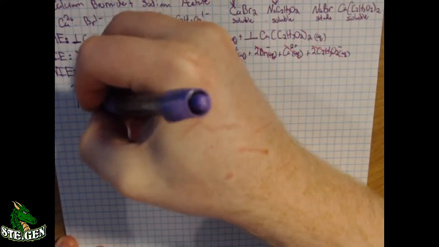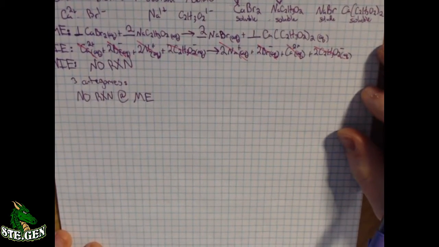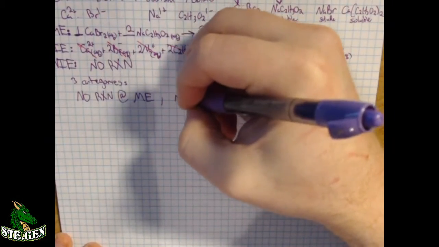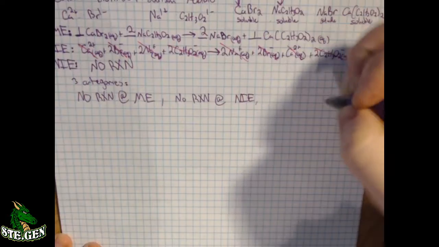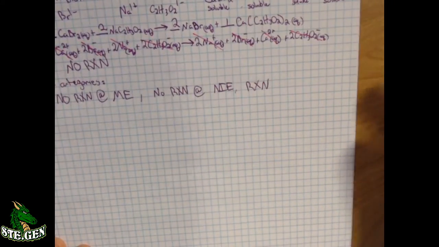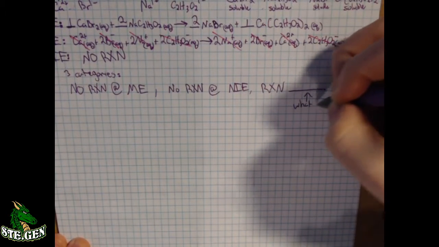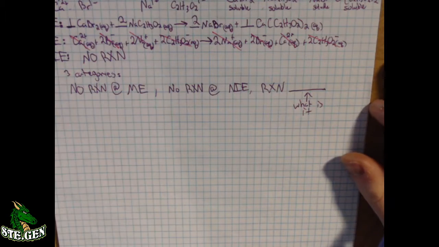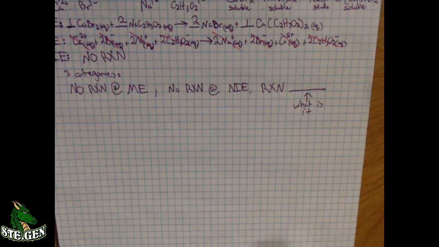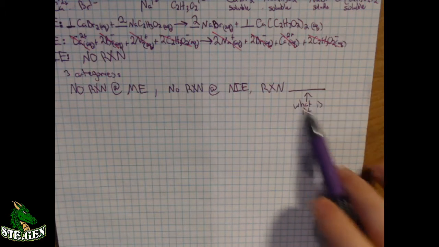So there can be no reaction at molecular equation. You can have no reaction at net ionic equation, or you can have a reaction. And if you have a reaction, I would want you to list and tell me what it is. Like, what do you actually get from that reaction? So I'll probably have questions like this instead, where it just says, what is the result of these two mixing together? You could say no reaction at molecular, no reaction at net ionic, or reaction because this will form.